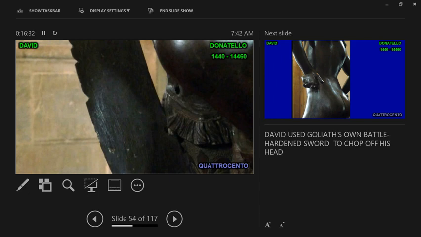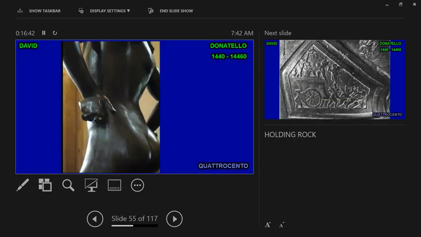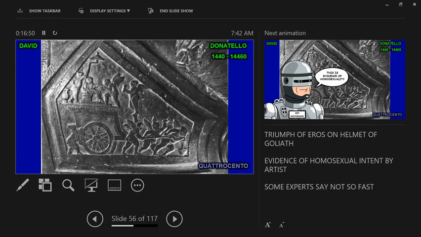It's the sword that Goliath used to slay all of his enemies, and he has lots of evidence of previous battles on this sword. And then on his other hand, like I said, he shows the rock. Now on the helmet of Goliath, there is a relief sculpture of the triumph of Eros. Eros, the god of love, is being carried by Cupids in his chariot.